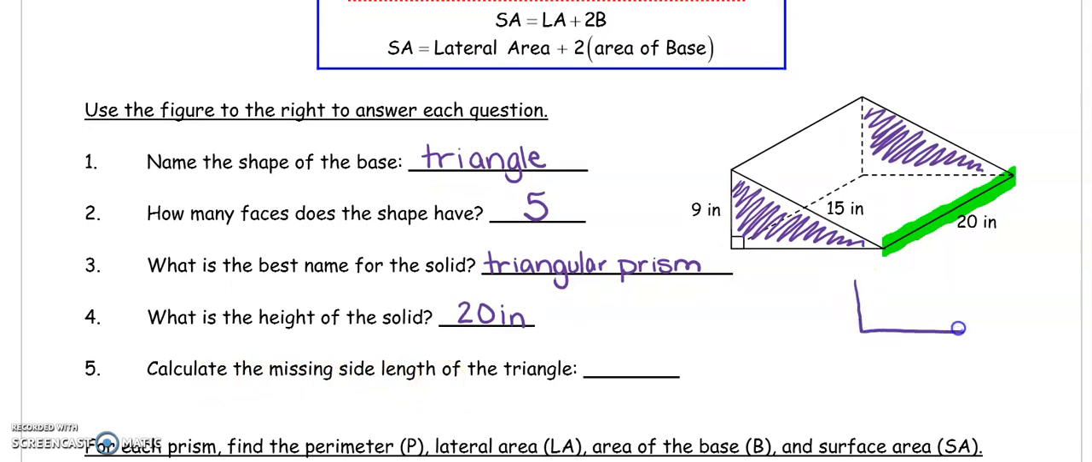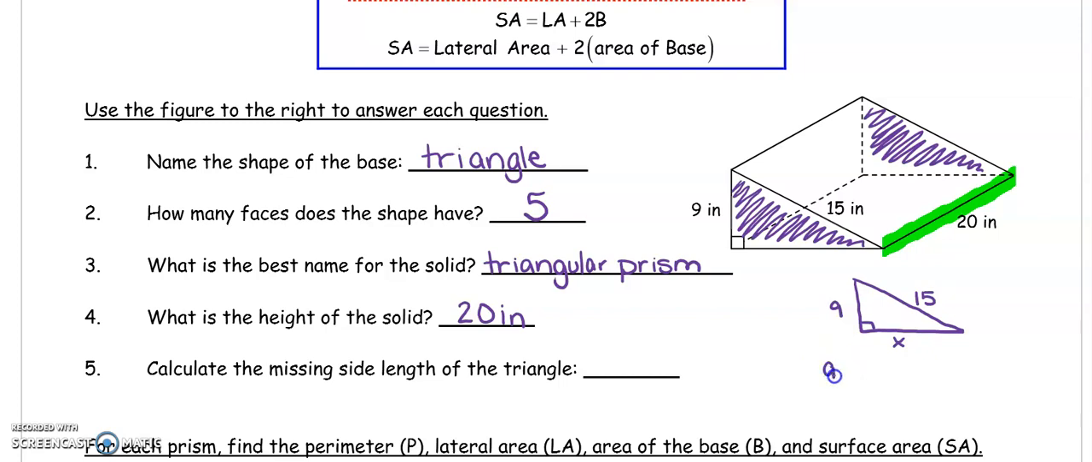So I'm just going to redraw the triangle real quick here. Here is 9, here is 15. And that's a right angle. I want this missing side here. Hopefully with the right angle, you're thinking, ooh, that's a right triangle, which means we can use the Pythagorean theorem.